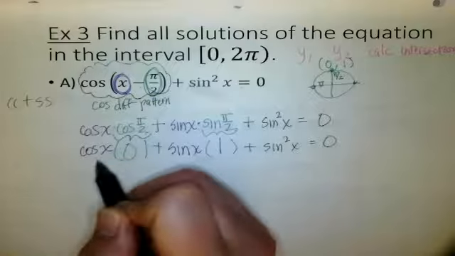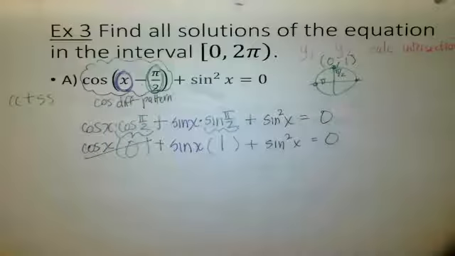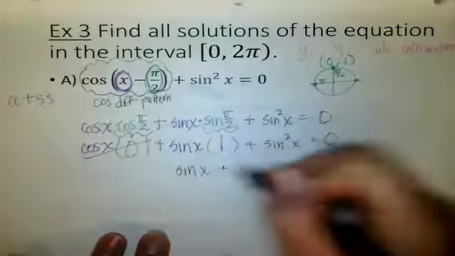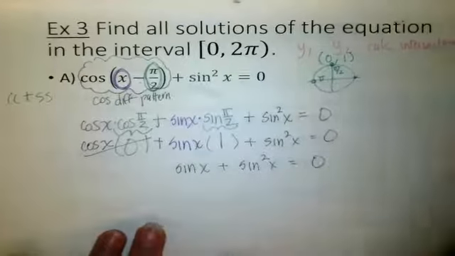What happens when we clean this up? Okay. Cosine of x times sine 0, which is 0. So that term disappears, which is really, really nice. And sine of x times 1 is just sine of x, plus sine squared of x equals 0.